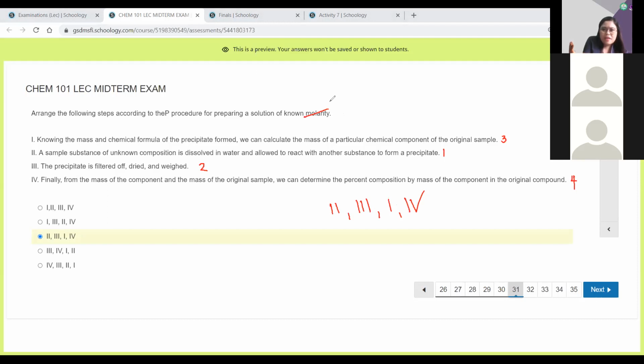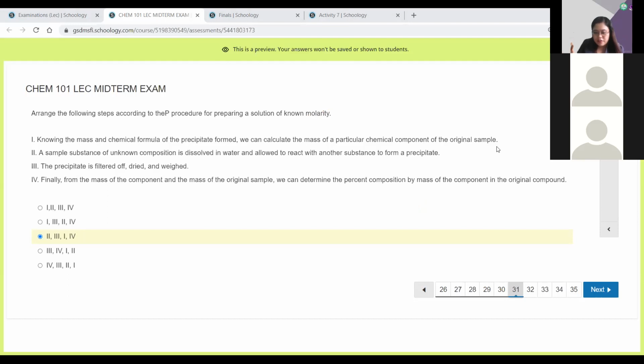So this will be the procedure of the gravimetric analysis where we have two substances na mag-react with each other and wait for them to form the precipitate. And then we will get the precipitate, dry it using the oven, filter and dry it. And then after that, we can compute sa mass ng ating nakuha and mass ng ating original sample.